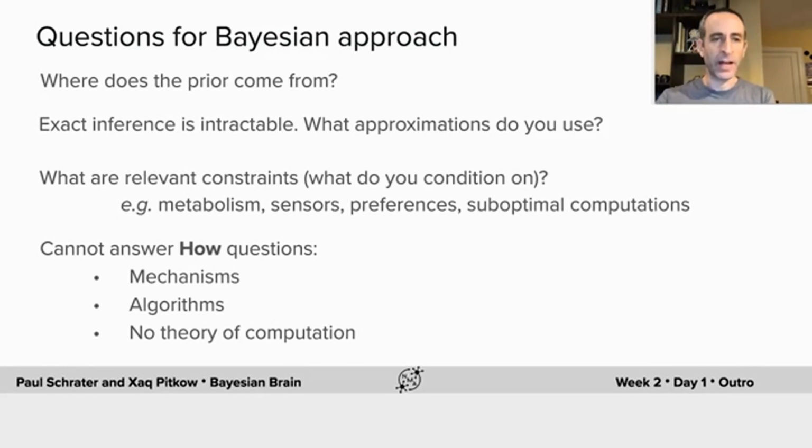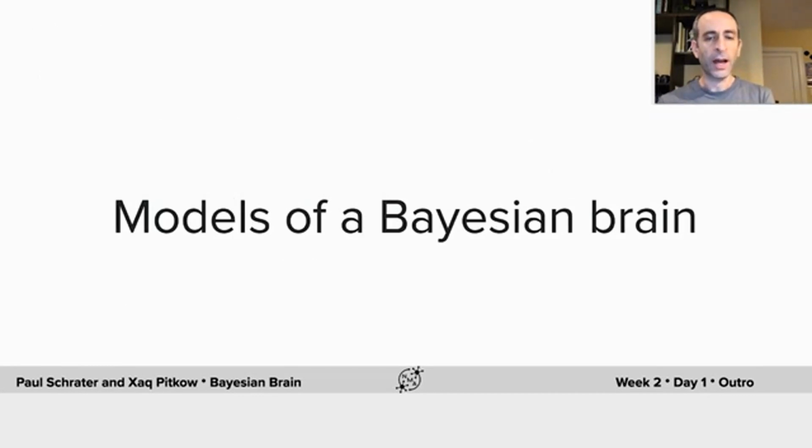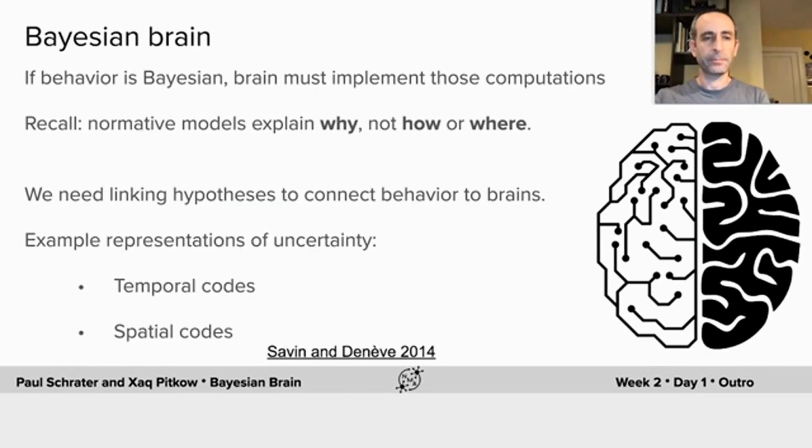And that leads us very naturally to asking questions of how the brain could do it, because that would require an implementation or a mechanism. So next I'm going to talk about a couple of models of how the Bayesian brain might be implemented.